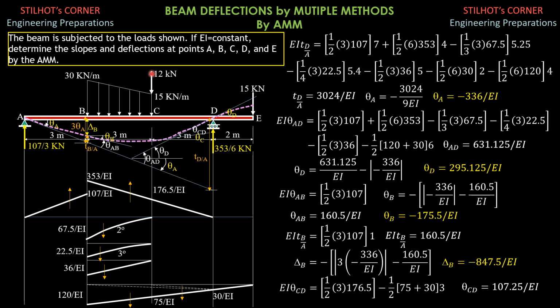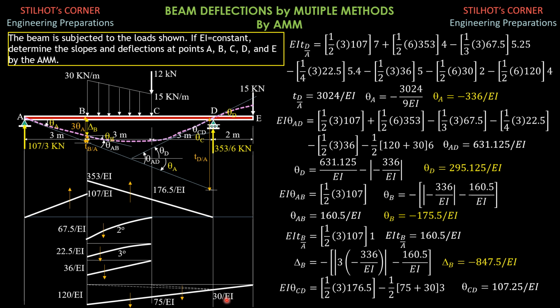Then for this 12 kilonewtons times 3, so 36 over EI. And for this 15 kilonewtons, 15 times 8, 120 over EI. 15 times 5, 75 over EI here. And 15 times 2, so 30 over EI.